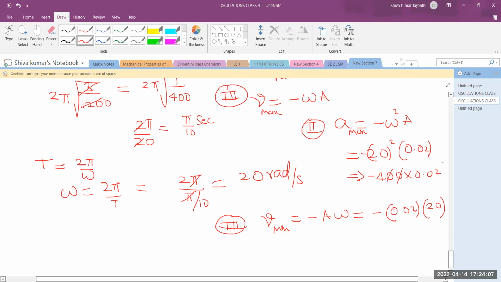0, 0 if you cut it. So 4 2s are 8. So minus 8. What is it? Acceleration means meter per second square. Velocity means what? 0 if you cut it. 0.2. 0.4 meter per second. Is that clear? Velocity you take positive. Is that understood? Clear?